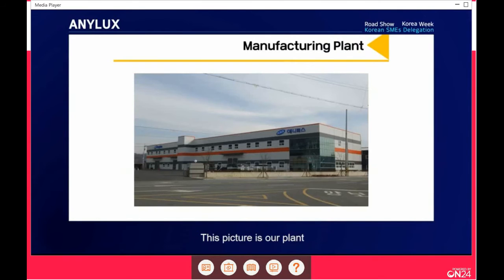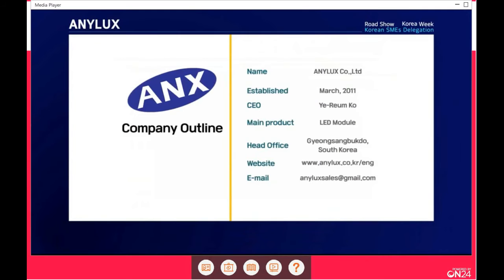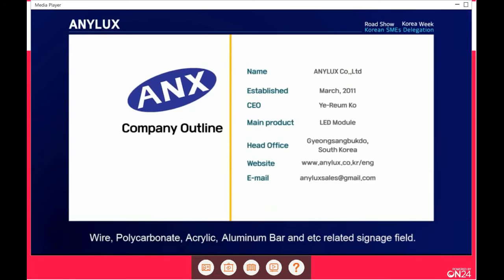This picture is our plant, and we're located in the southern part of Korea. It's called Mungyang City. We build up our brand power strongly in our field and steadily expand our turnover every year. ANYLUX was established in March 2011, and we mainly manufacture LED modules and supply sign materials related to power supply, wire, polycarbonate, acrylic, aluminum bar, and etc. related to the signage field. Please don't hesitate to contact us to get a quotation for all kinds of items related to LED modules and signage materials.